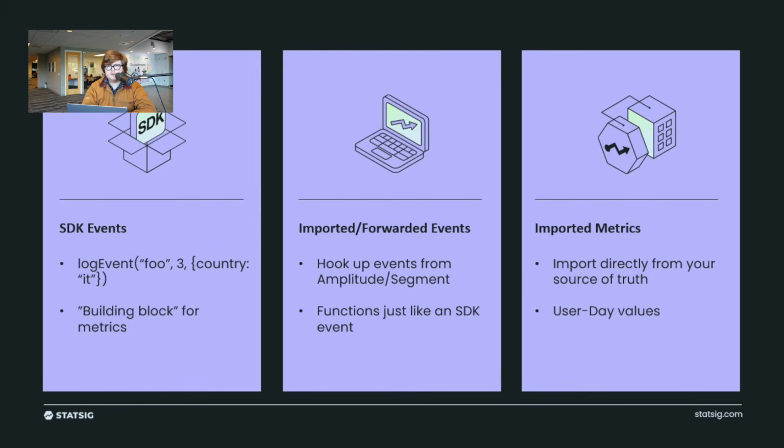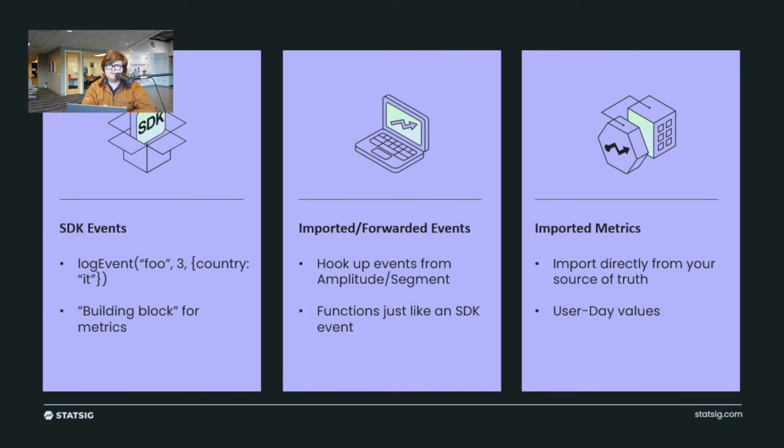So let's talk about how you can actually get these metrics into Statsig. There's 3 main routes for getting them into the cloud version of Statsig. It's a little different if you're using the warehouse native version of Statsig. But in Statsig Cloud, you can log an event directly to us using the SDK. So this will sort of look something like log event foo value 3, and I can put whatever other metadata I want in there. This is representing a sort of atomic unit of a thing happened on your platform.